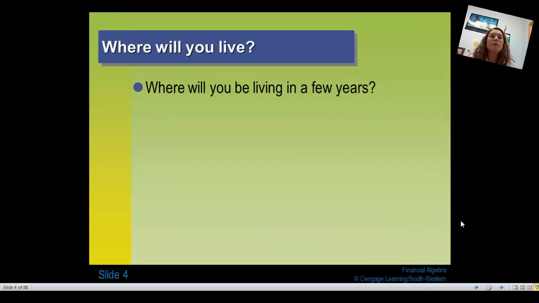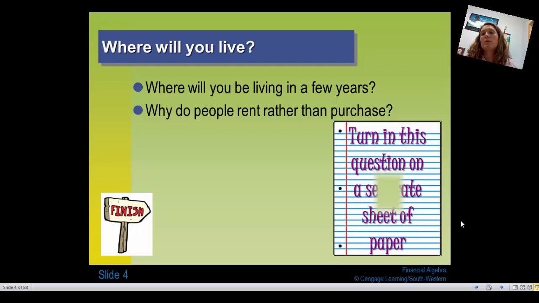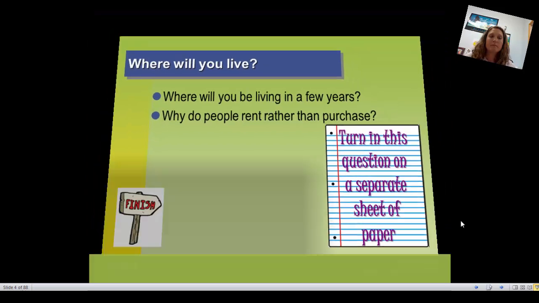So where will you live? Where do you think you'll be living in a few years? Are you going to be on a college campus? Are you still going to be living at home? Are you getting an apartment and working after graduation? So where do you think you're going to be in a few years? Why do people rent rather than purchase? What are some of the reasons why they would rent an apartment or a house versus purchasing something? So go ahead and finish this. And yes, you're going to answer this on a separate sheet of paper or submit it online.